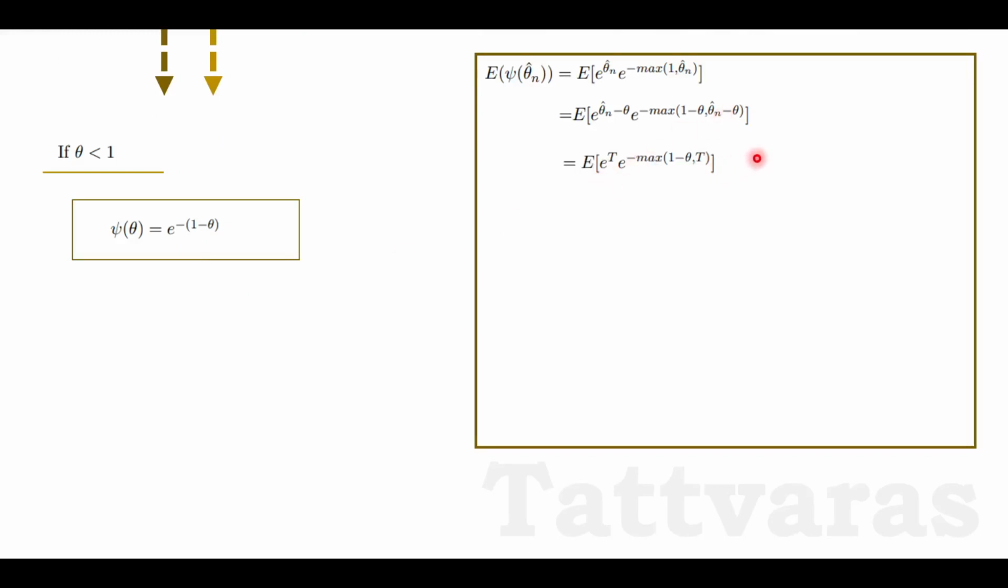Up to this, it is similar. We are adjusting with theta, putting t in place of theta hat minus theta. We know the distribution of t. But then, at this step, we need to break the range, because this maximum thing will be different in these two ranges. So that is why we are breaking it out.